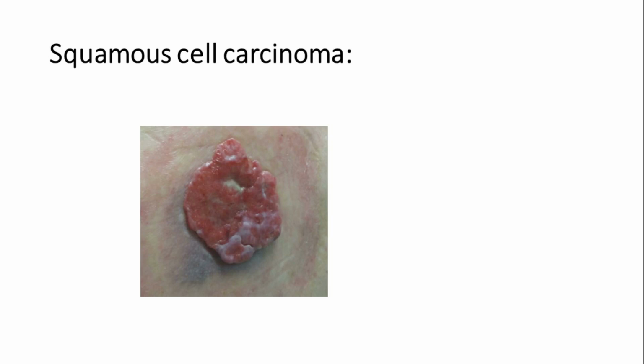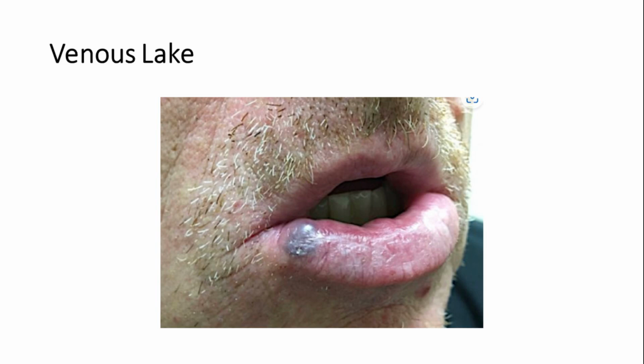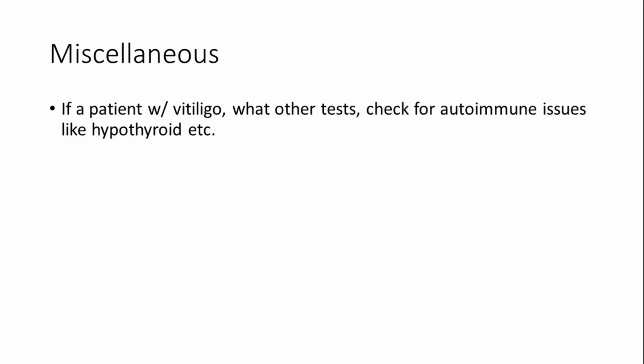Squamous cell carcinoma is a common form of skin cancer that appears as a red, scaly patch or nodule. Basal cell carcinoma is the most common type of skin cancer, often appearing as a small, shiny bump or nodule. A venous lake is a small, dark blue, benign lesion often found on sun-exposed areas like the lips. In patients with vitiligo, it's important to check for other autoimmune issues, such as thyroid disorders.